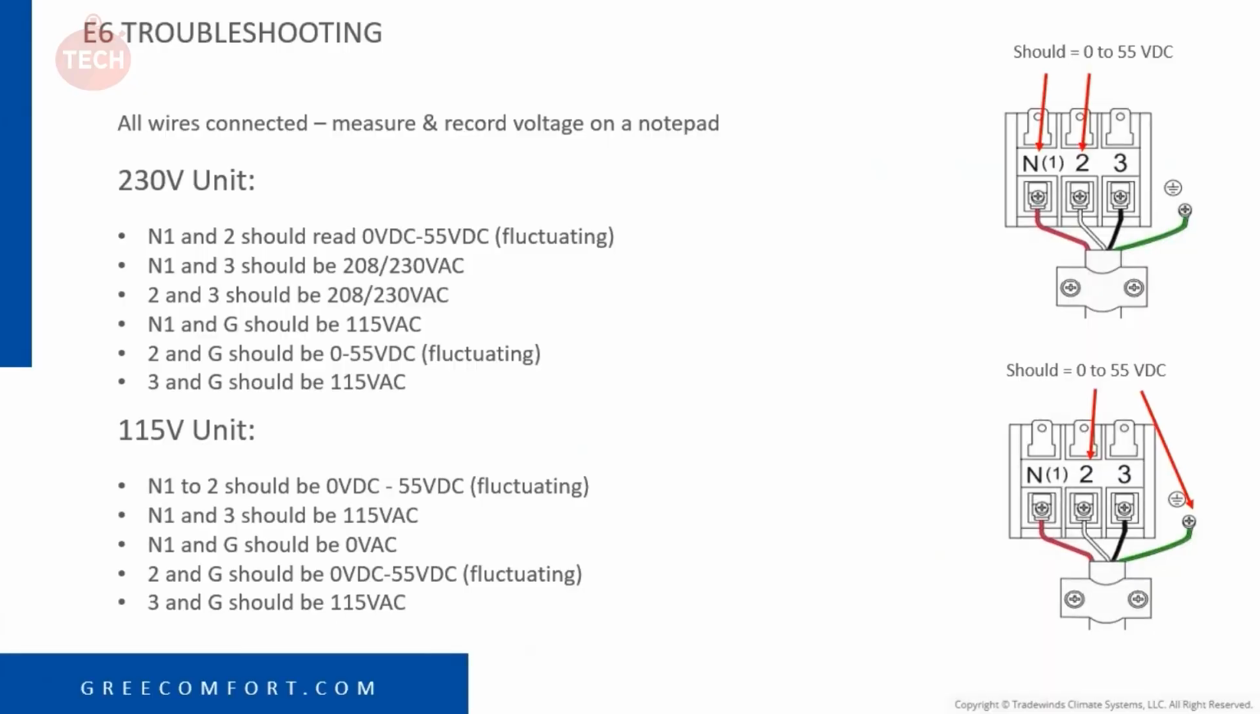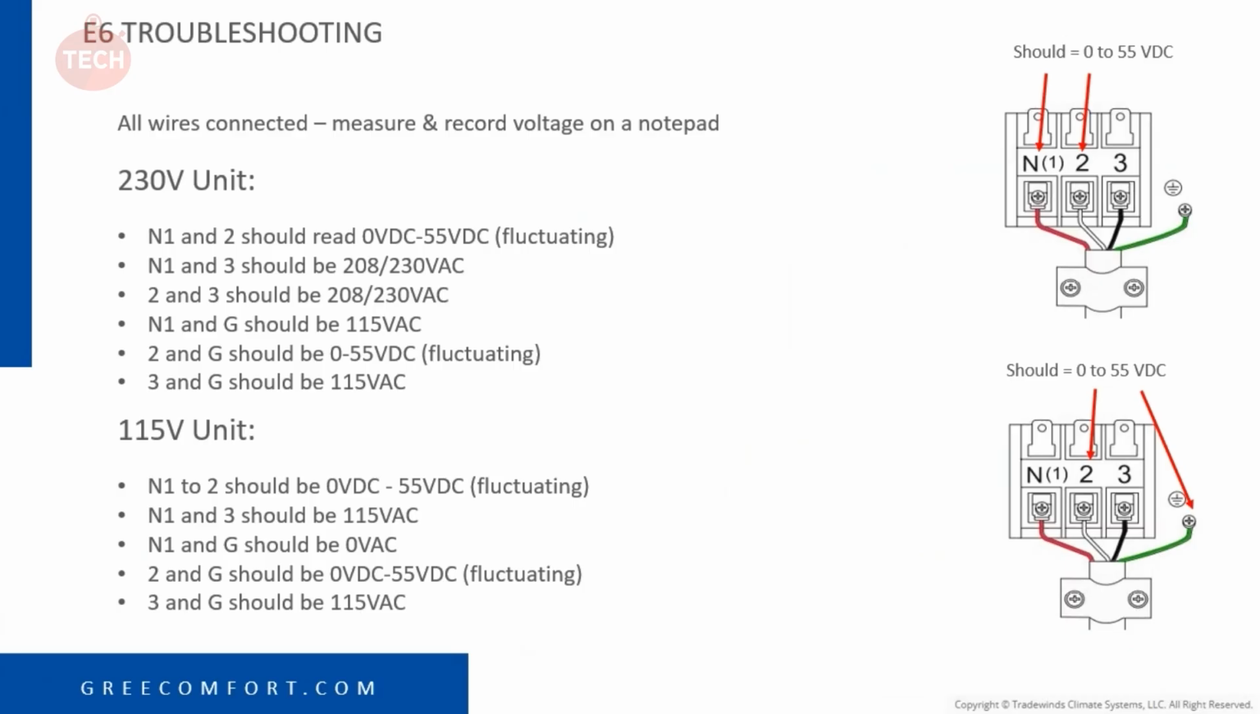So let's get started. So first, we're going to check with our unit connected and all our wires connected to the unit. Obviously, you'll probably want to get something out to record these measurements. You would be taking several. From N1 to 2, we should be reading a pulsing, fluctuating voltage, 0 to 55 volts DC. Sometimes it can go a little higher than 55 volts. 55 volts is ideal communication. N1 to 3 should be 230 volts. 2 to 3 should be 230 volts. N1 to ground should be 115. 2 to ground should be 0 to 55 volts fluctuating. And 3 to ground should be 115 volts.